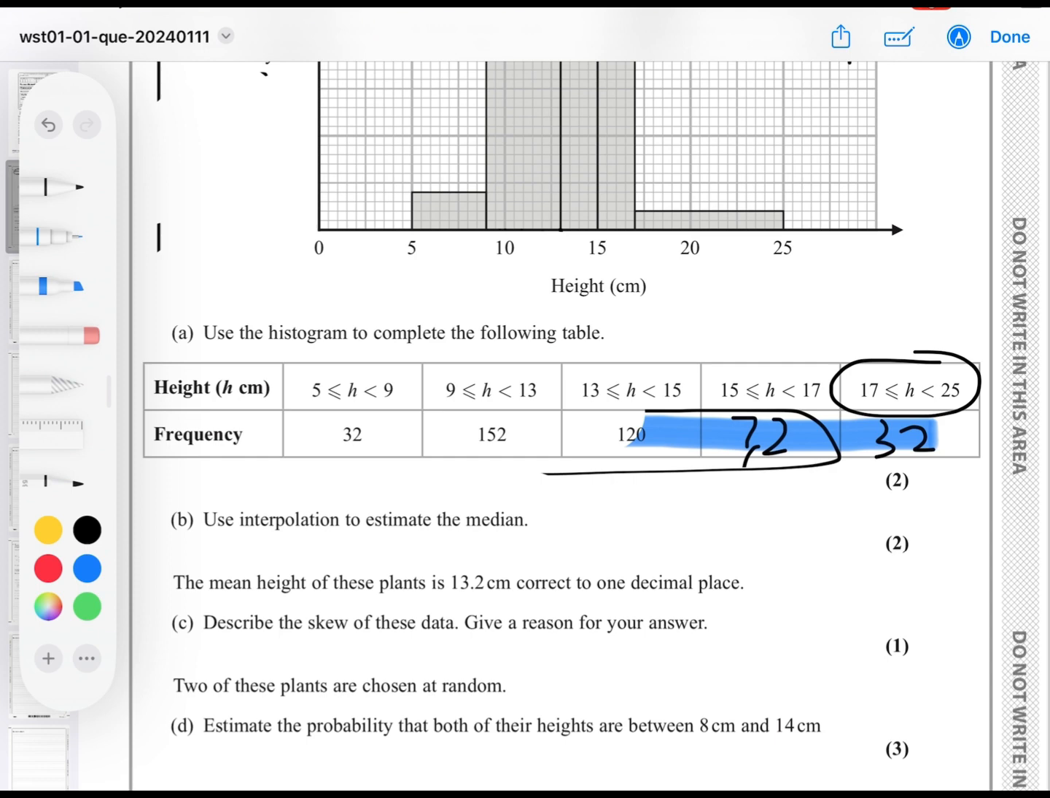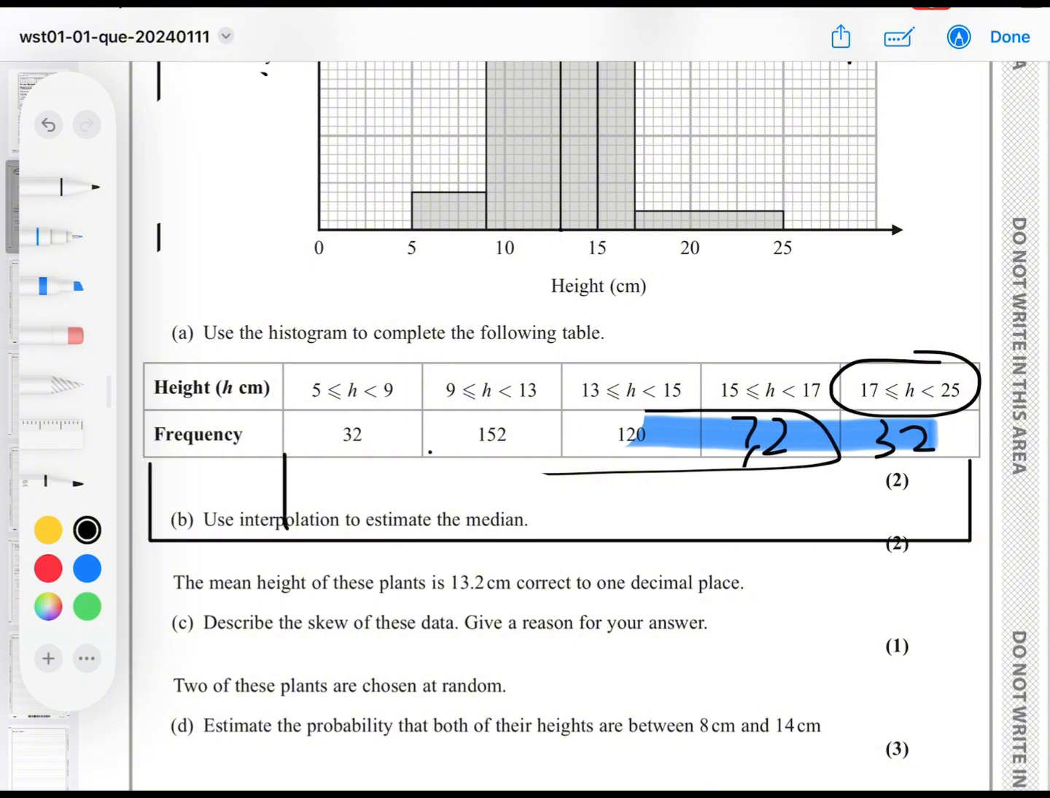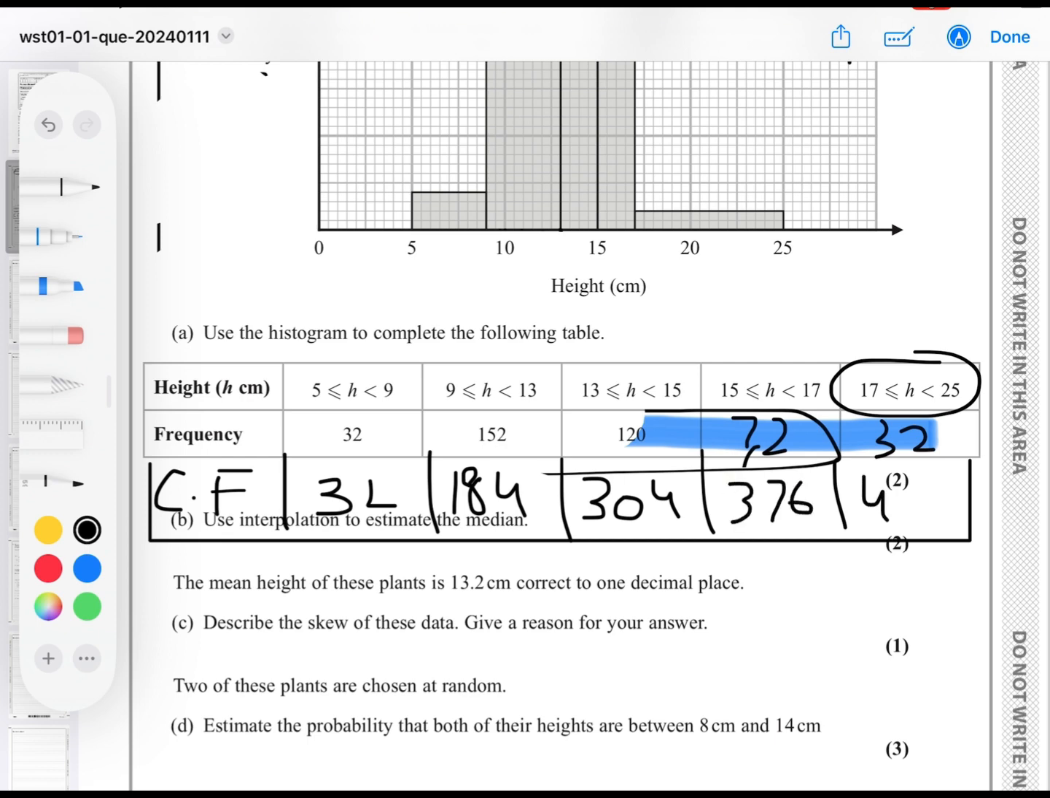For this, first of all we will make a cumulative frequency row. For the cumulative frequency we have 32 here. Let me add them: 152 plus 32 is 184, then plus 120 is 304, then plus 72 is 376, and then 408. Now they're asking for the median. Let us first calculate where the median lies, and then we will use the interpolation method.